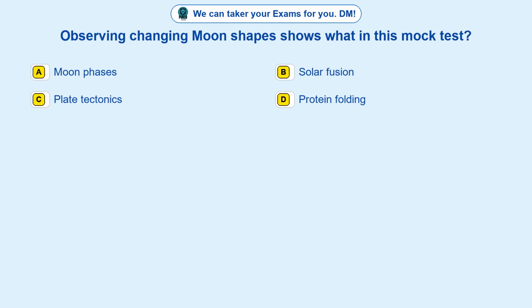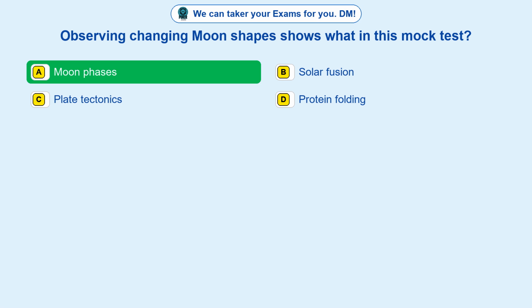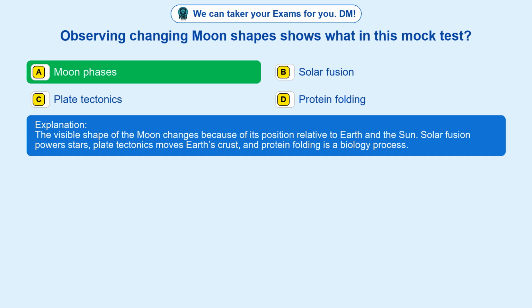Question 90. Observing changing moon shapes shows what in this mock test? Option A, moon phases. Option B, solar fusion. Option C, plate tectonics. Option D, protein folding. The correct answer is option A. Moon phases. The visible shape of the moon changes because of its position relative to Earth and the Sun. Solar fusion powers stars, plate tectonics moves Earth's crust, and protein folding is a biology process.